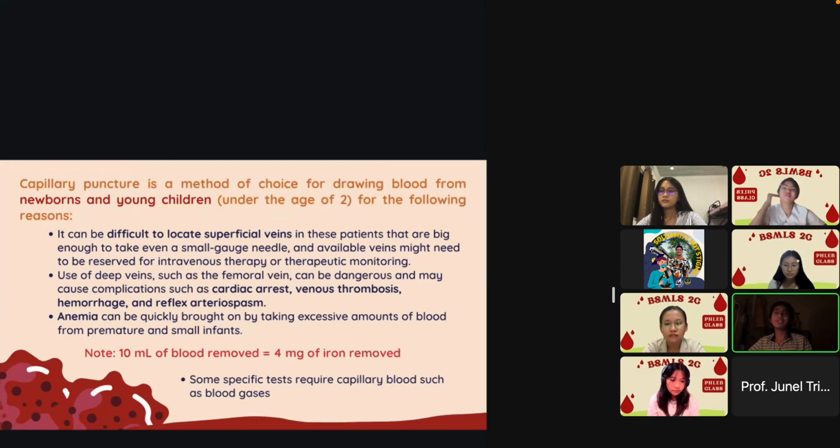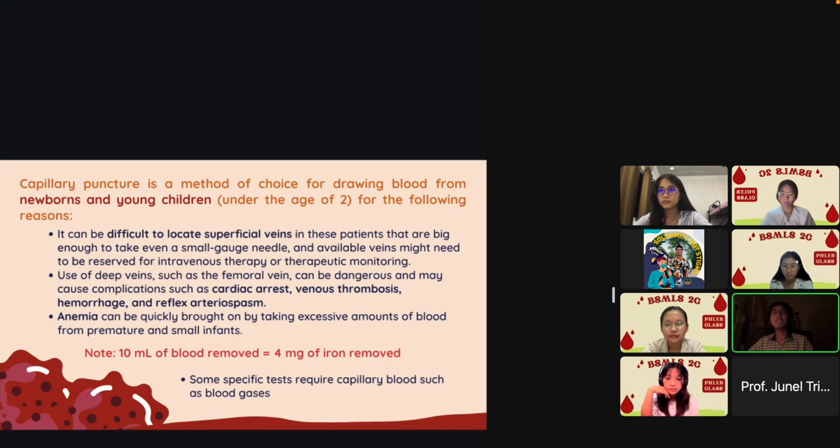Capillary puncture is a method of choice for drawing blood from newborns and young children under the age of 2, for the following reasons. It can be difficult to locate superficial veins in these patients that are big enough to take even a small gauge needle, and available veins might need to be reserved for intravenous therapy or therapeutic monitoring. Use of deep veins such as the femoral vein can be dangerous and may cause complications such as cardiac arrest, venous thrombosis, hemorrhage, and reflex arteriospasm. And anemia can be quickly brought on by taking excessive amounts of blood from premature and small infants.